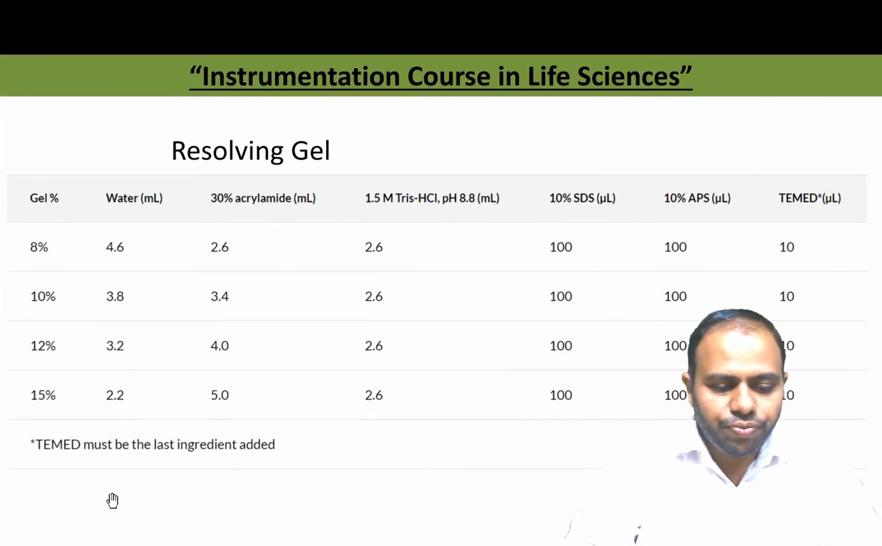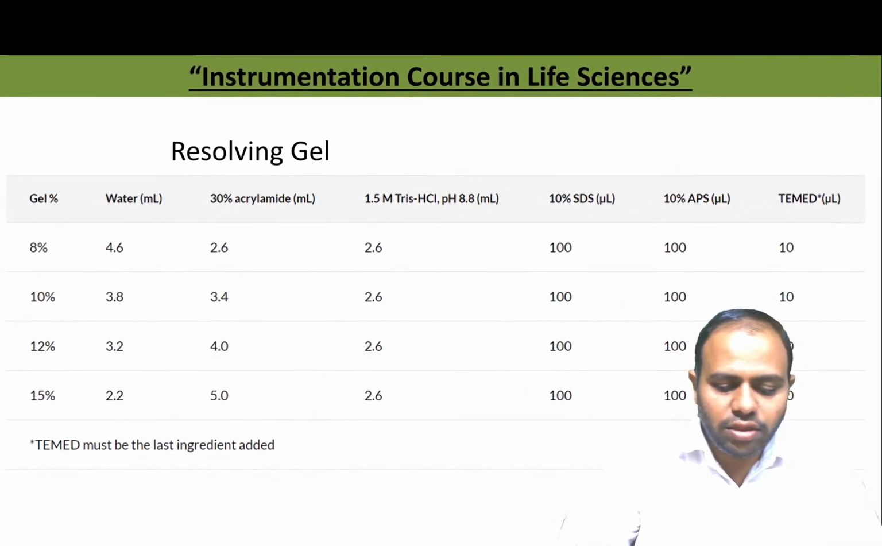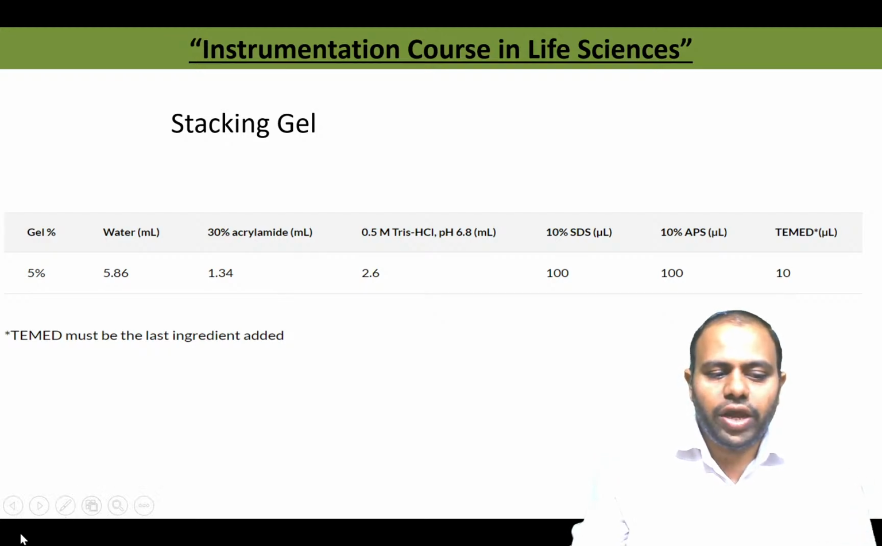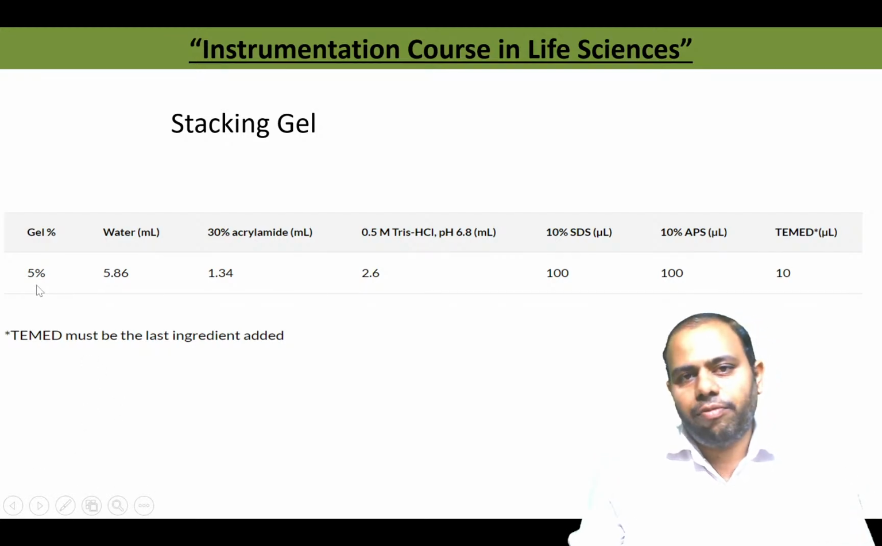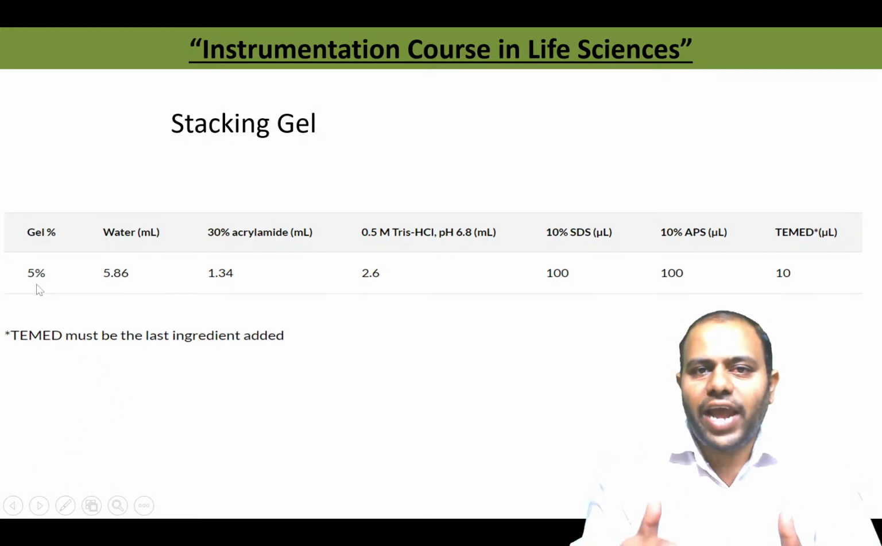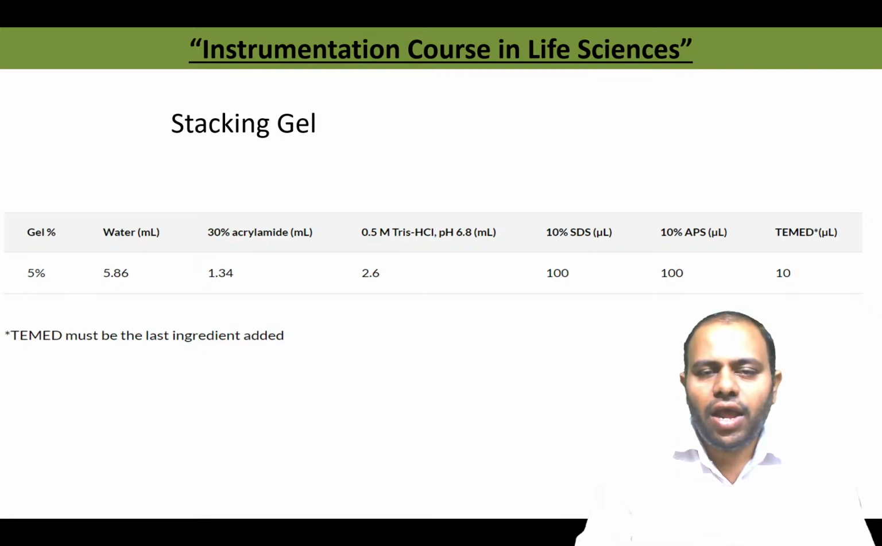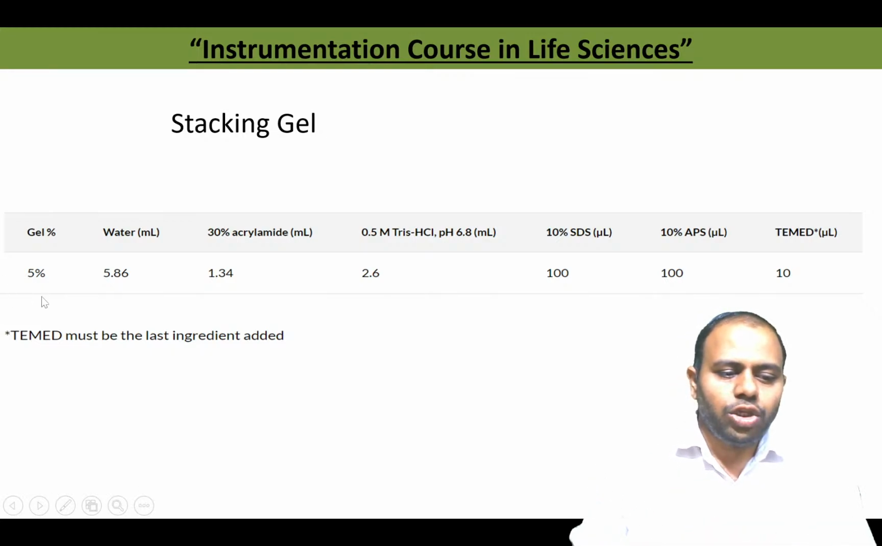Now let's see the next gel, that is the stacking gel. Generally the stacking gel is made 5% because its role is only to stack the proteins one upon another, and when they reach the separating gel, they start separating out. So a 5% gel is used here. The concentration of the 5% stacking gel is shown to you here.